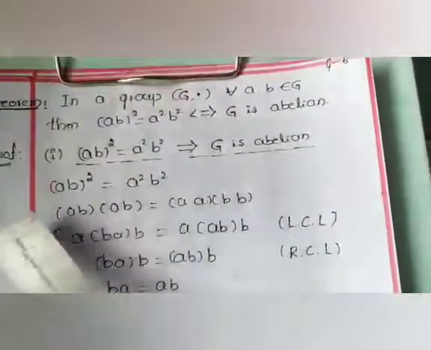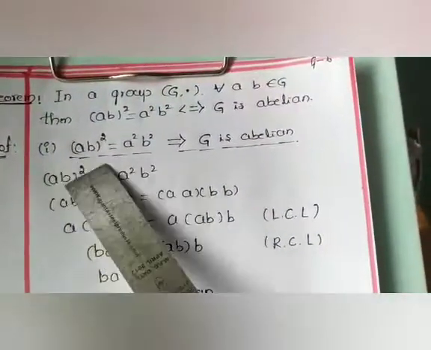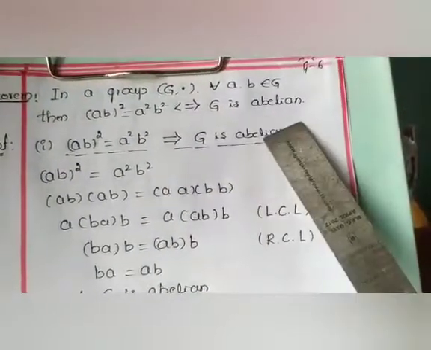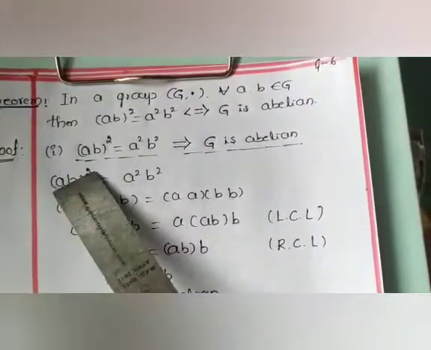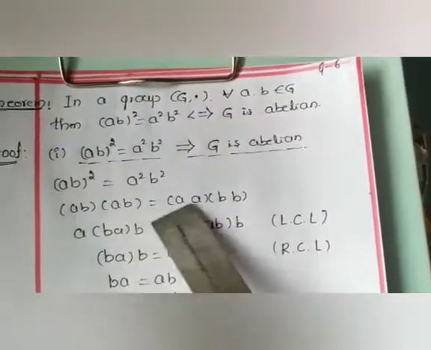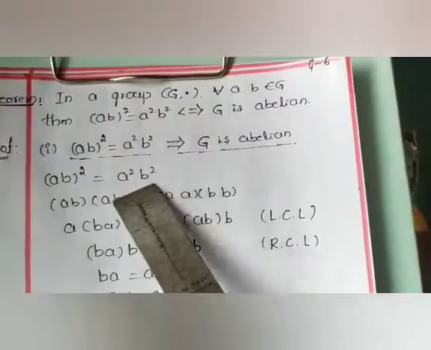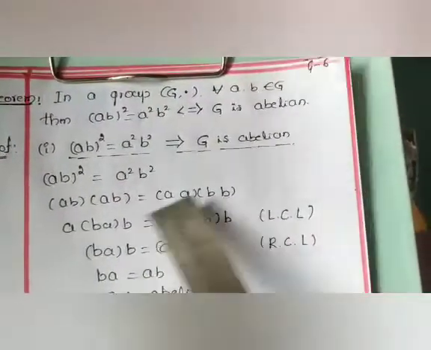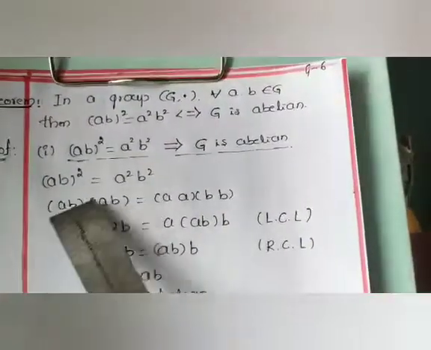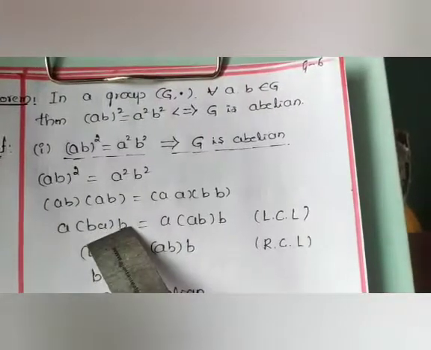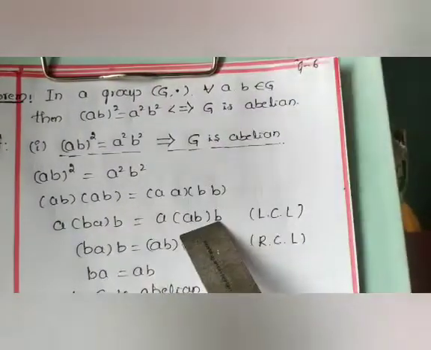To prove this, first I take (ab) whole square equal to a square b square, and this implies G is Abelian. I want to prove it. We have (ab) whole square equal to a square into b square. I split (ab) whole square as ab into ab. Similarly, a square is split as a into a, and b square as b into b. Now it is clear: (ab) whole square is ab into ab, a square is a into a, b square is b into b. Change the brackets.